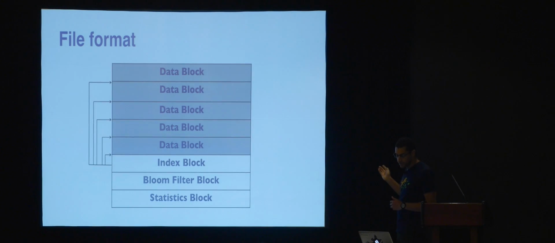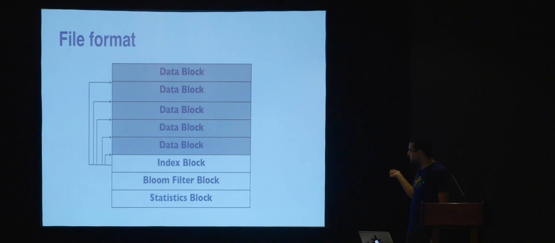We store it compressed. And then the index block is simply a mapping from the last key in every data block to its offset. So let's say I have a RocksDB file and I want to read a specific key. What I need to do is go to the index block, do a binary search to figure out which data block I need to read. I go to this data block, decompress it, and do another binary search to find my key and value.